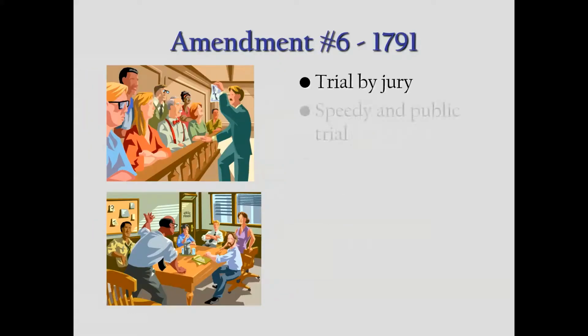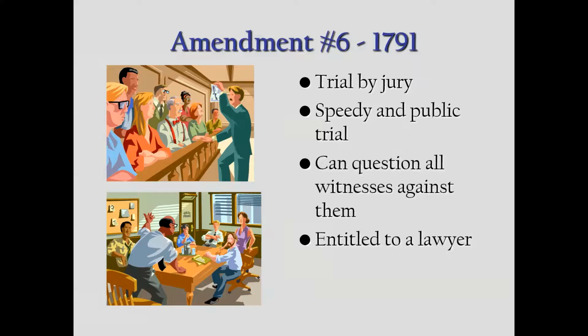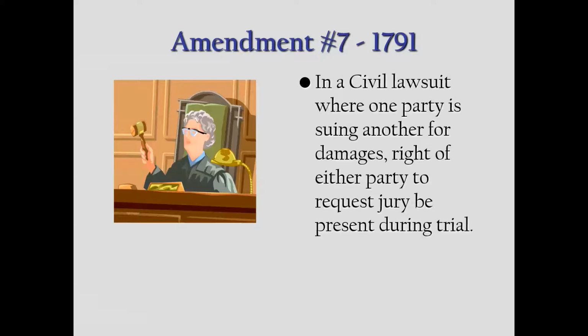The Sixth Amendment, all up there, is the right to a trial by jury. And this kind of also goes along with due process. You have the right to a speedy and public trial. You have the right, if there are witnesses called against you, you have the right, or your attorney has the right to question those witnesses as well. And you're entitled to a lawyer. And as you've seen in TV shows, if you can't afford a lawyer, a public defender will be appointed to you.